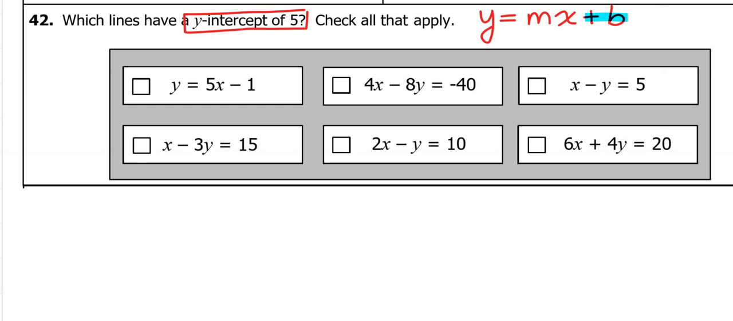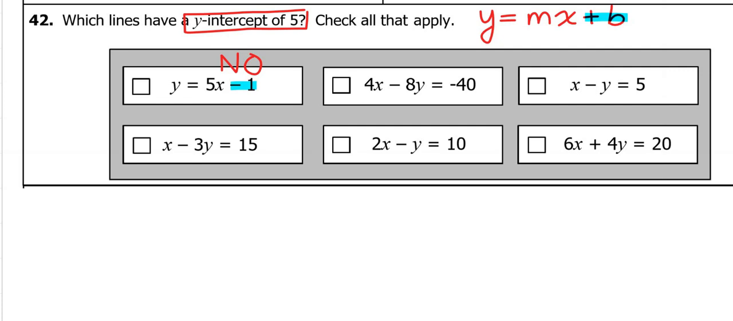So let's take a look at our first one. So for the first one, we have y equals 5x minus 1. This is in y equals form. It's in slope-intercept form. So this thing at the end, the -1, that is your y-intercept. We want a y-intercept of 5. So the first one is not correct. This is not aligned with the y-intercept of 5. Let's take a look at the next one.